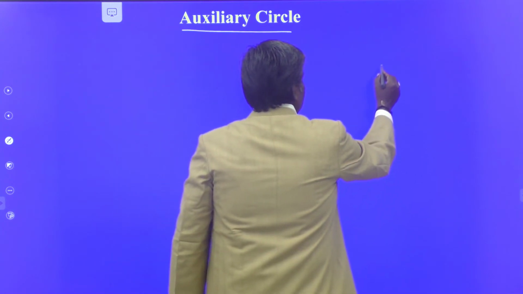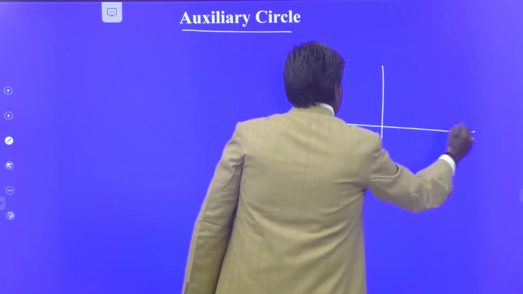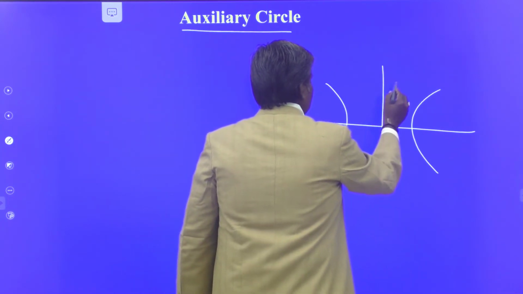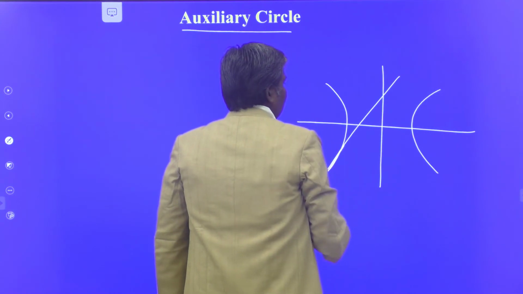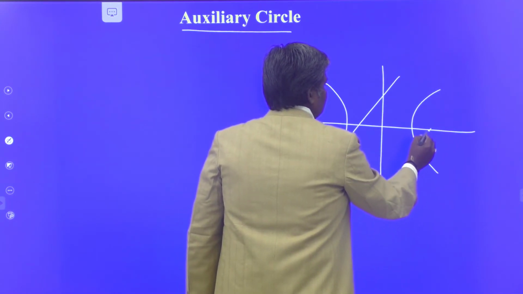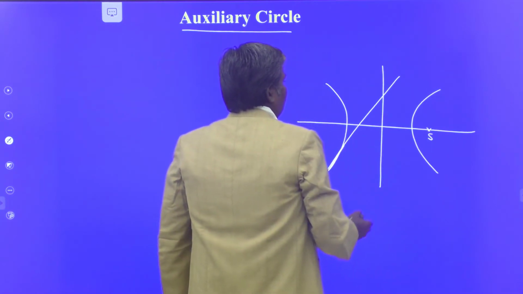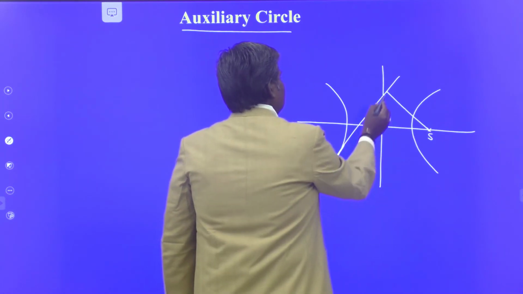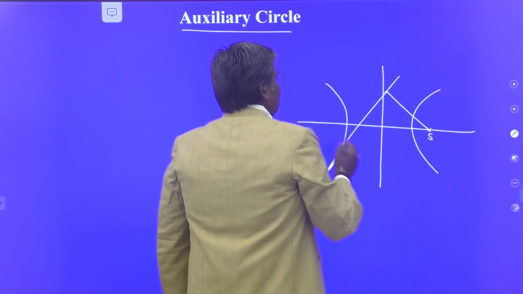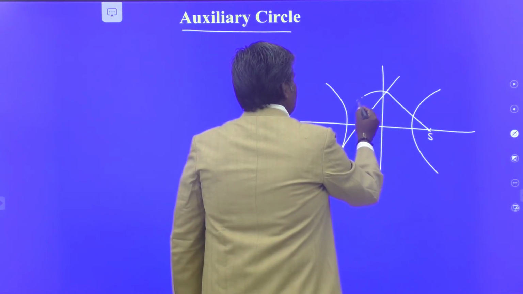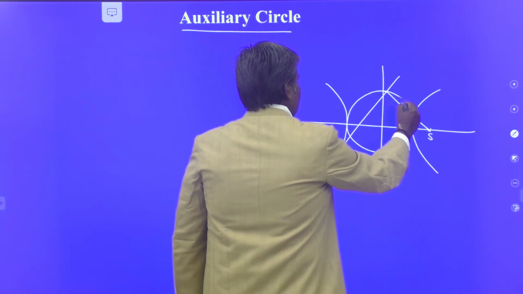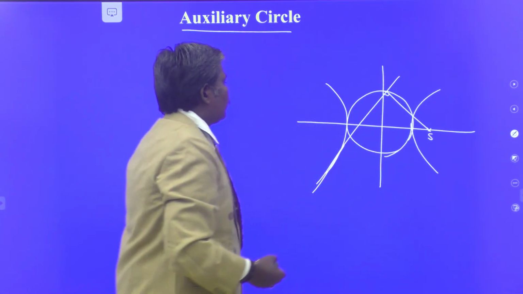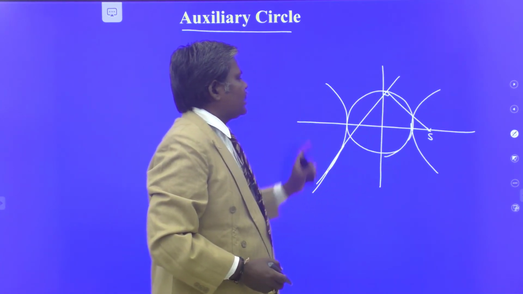Let us try to draw the diagram. This is your hyperbola. Now, this is any tangent to the hyperbola. This is your focus of the hyperbola. Draw the foot of perpendicular from the focus to the tangent. This is your foot of the perpendicular. Now, this foot automatically lies on the auxiliary circle of the hyperbola. This is 90 degrees.